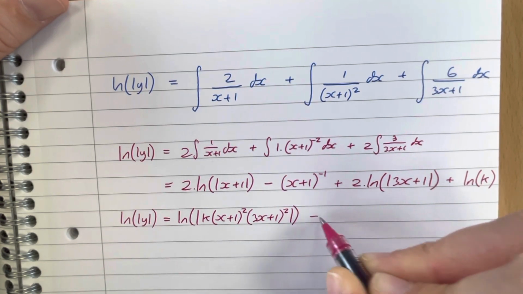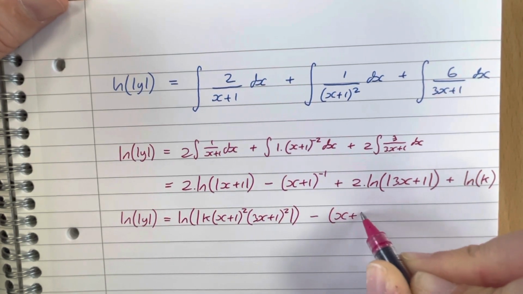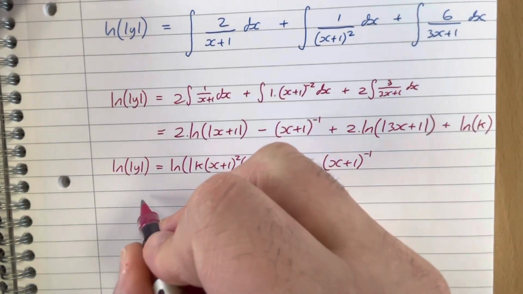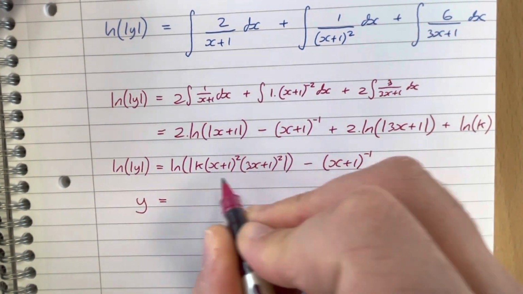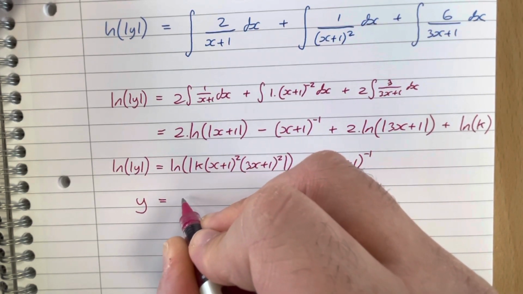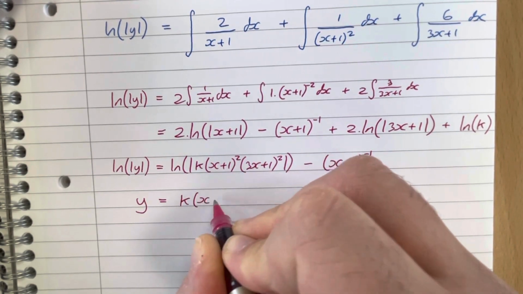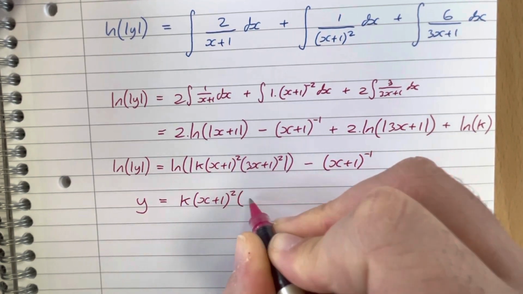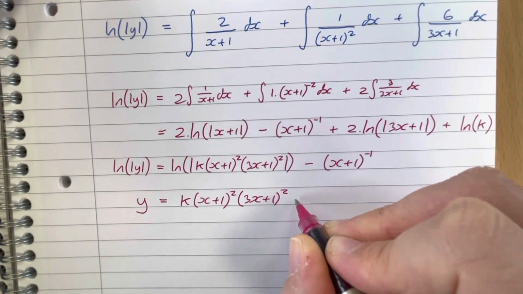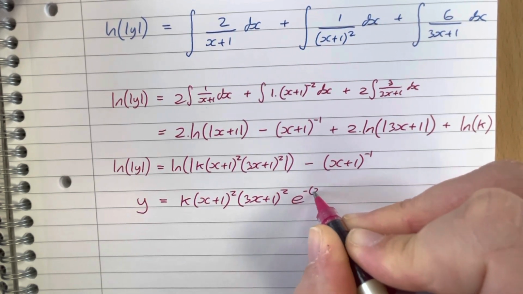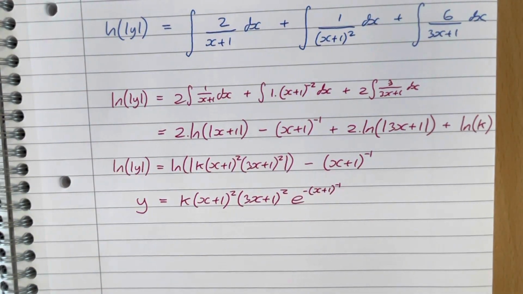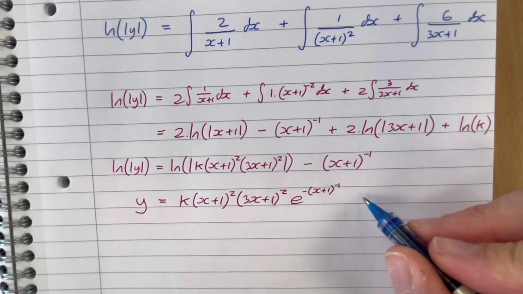And then I've got this extra term here. And then I can raise both sides to the power of e. So that will give me y on the left. That will give me the contents of the log there, which is k times x plus 1 squared times 3x plus 1 squared times e to the minus x plus 1 to the minus 1. Okay, so that's my general solution.